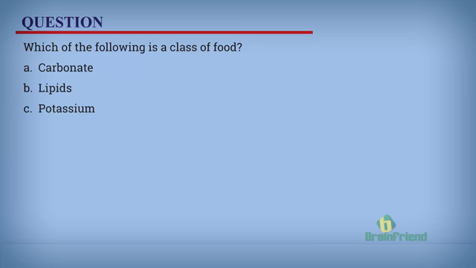Which of the following is a class of food? Carbonates, lipids, or potassium? The correct answer is lipids. Lipids is one of the 6 classes.